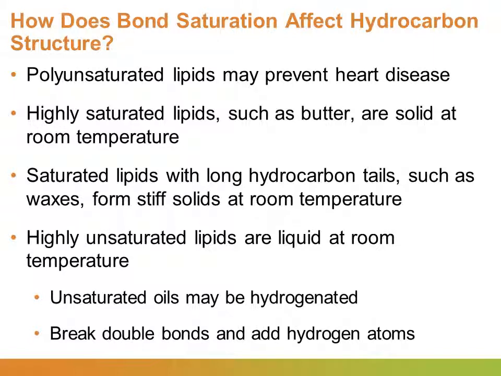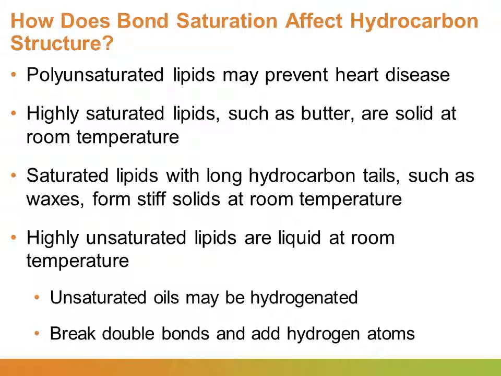So how does bond saturation affect hydrocarbon structure? Well, we know from commercials that polyunsaturated lipids may prevent heart disease. On the other hand, saturated lipids such as butter or maybe bacon fat are solid at room temperature because the fatty acid tails are long and straight, because they're saturated with hydrogen and there's only single bonds. So they become very stiff, they're denser at room temperature, and that's why we see them as solids.